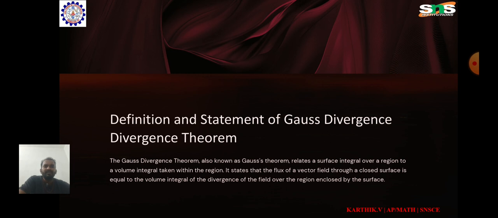Next, interpretation. The left side of the equation represents the flux of the vector field F through the closed surface S. The right side of the equation represents the triple integral of the divergence of F over the volume V.